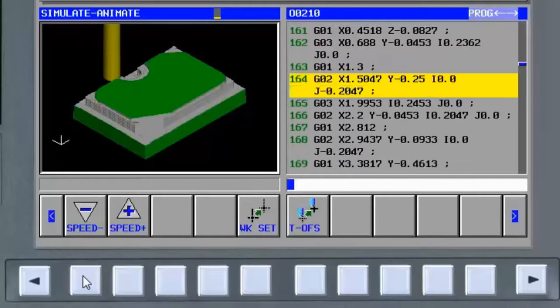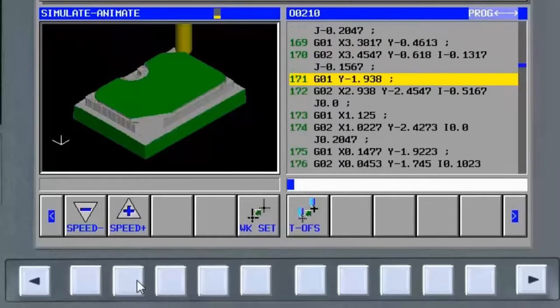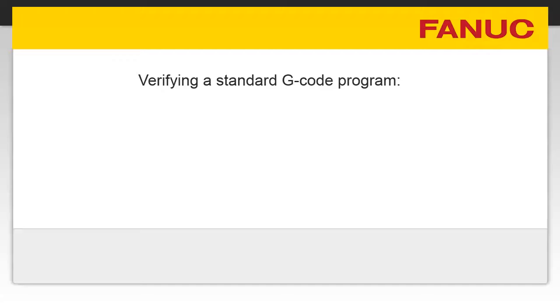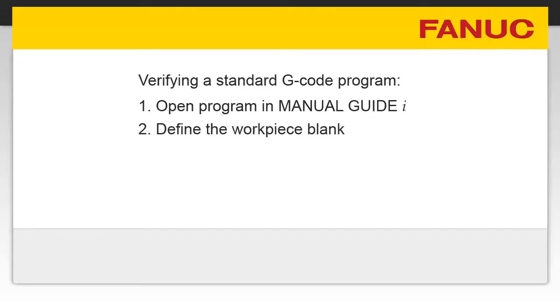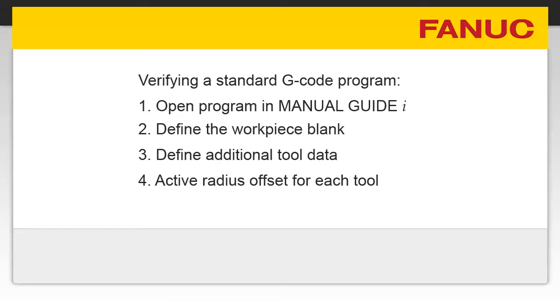Step 5 is now complete. We have seen how any standard G-code program can be modified to run in solid model animation in just 5 steps. Open the G-code program in Manual Guide I. Define the workpiece blank. Define some additional tool data, and then activate tool radius offset values for each tool. Finally, you can run the animation.